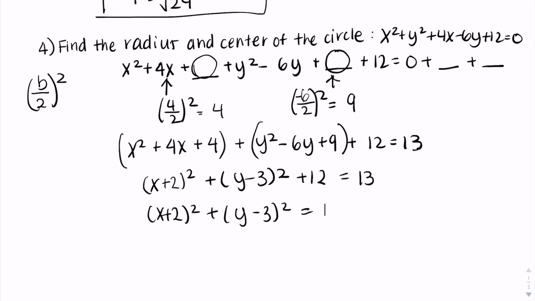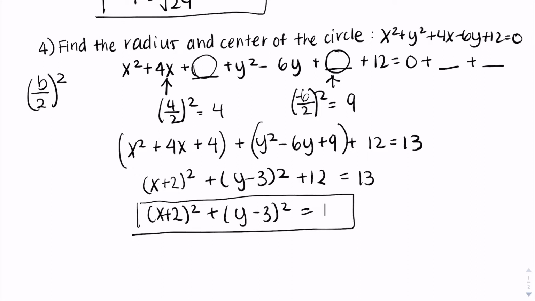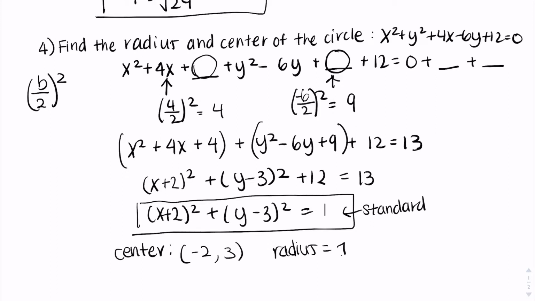And that's how you write this as a standard form for the equation of a circle. So that is the standard form. From here, you can see the center to be -2 and 3, and the radius is equal to 1.